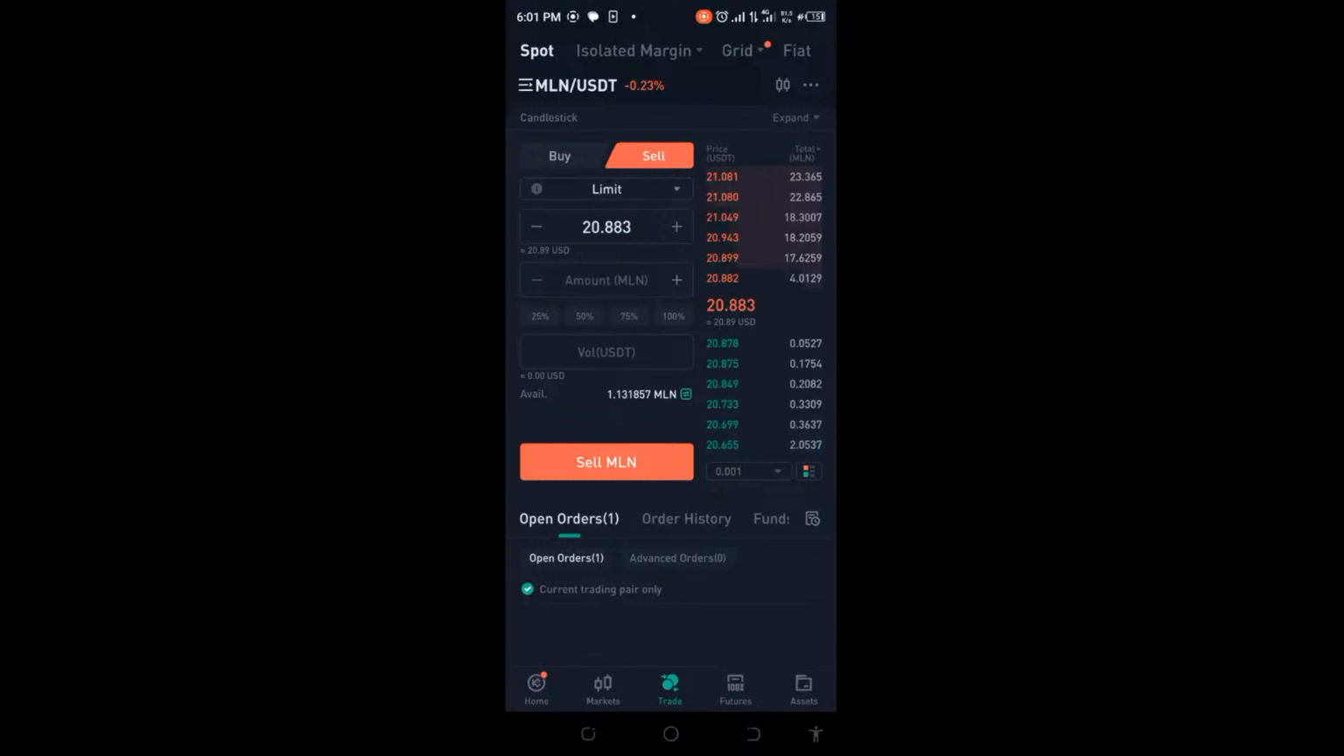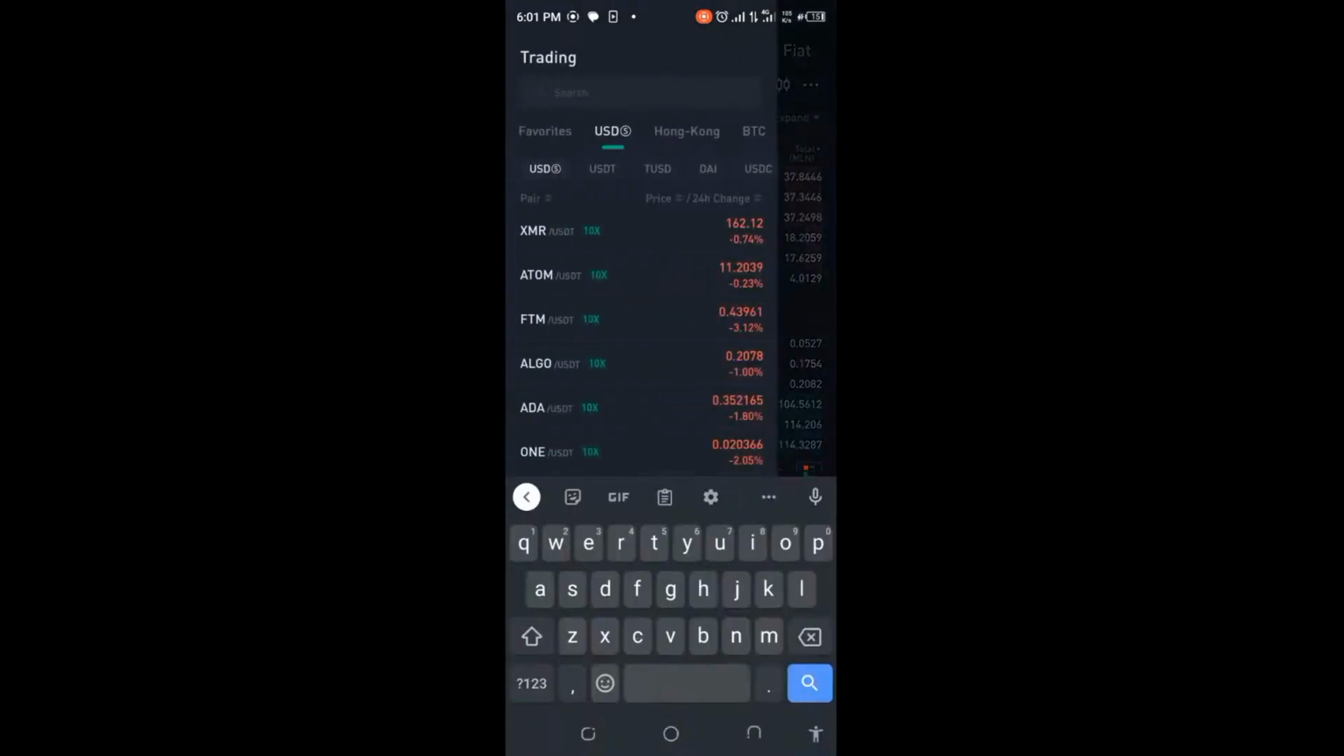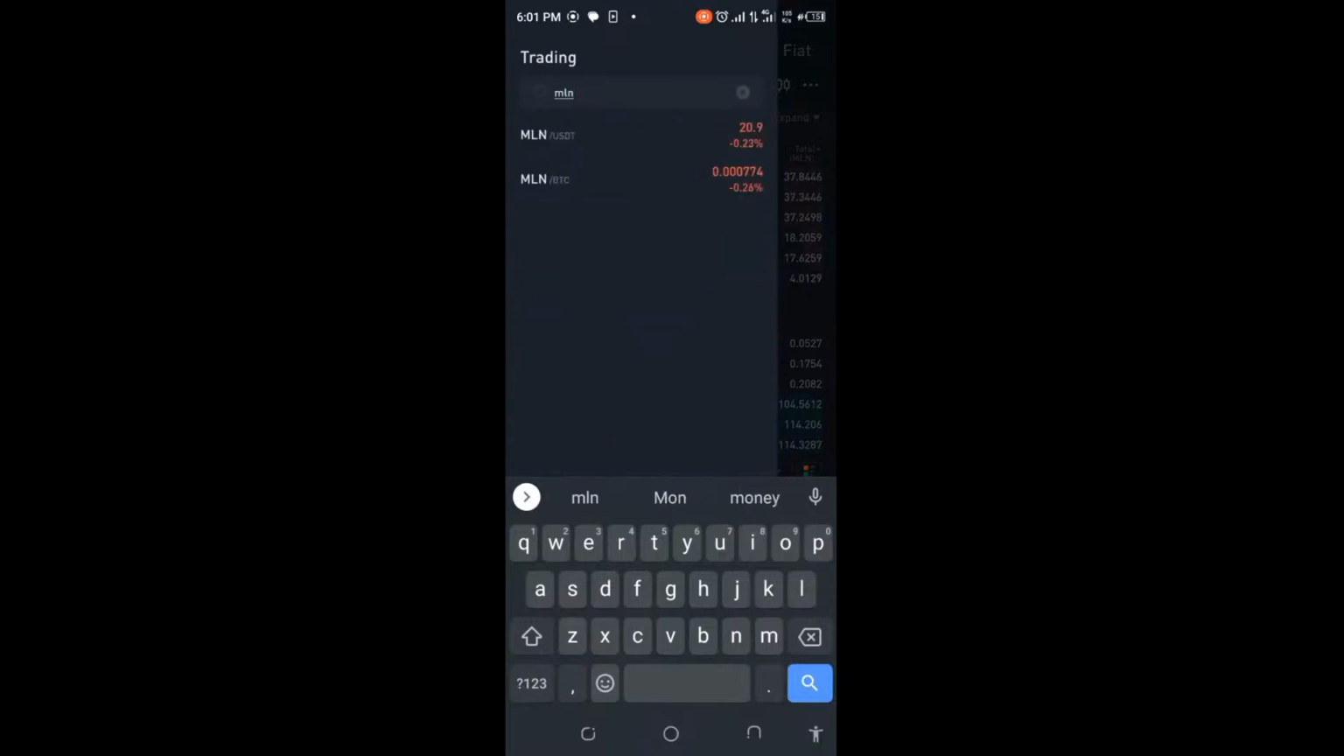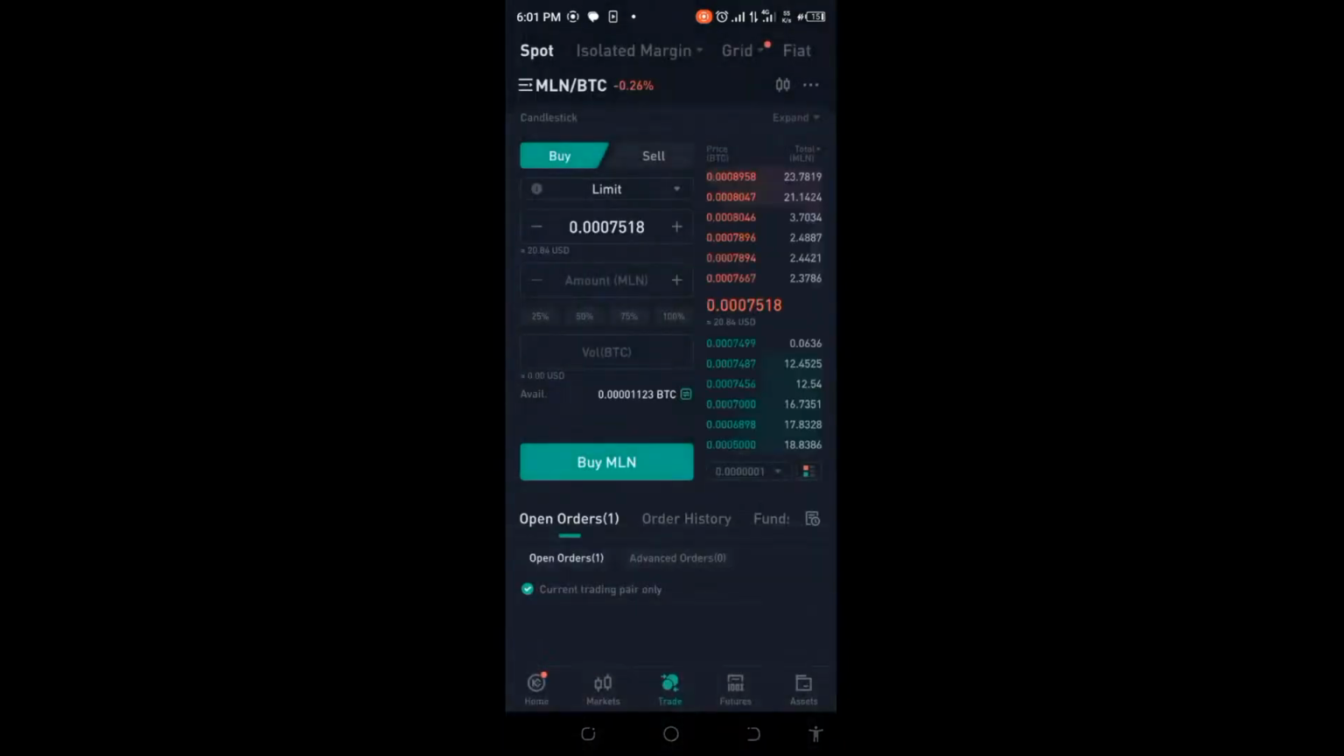Let me see what we have here. This is currently the price, but let's go back to our MLN. I just saw it as green. That's why I said, let me just cross over. I mean, we have two escape routes, right? So don't worry. Let's go ahead and do this.